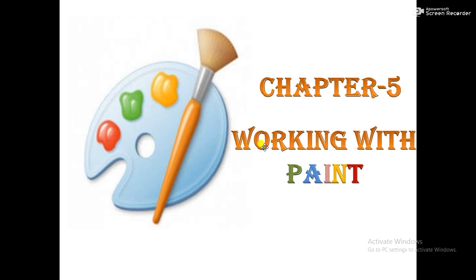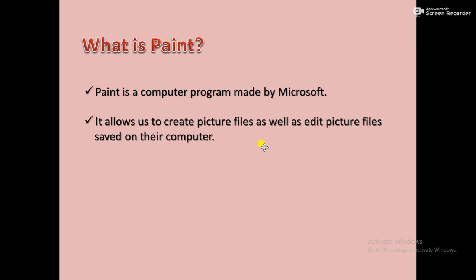Students, in our previous class we learned about MS Paint. I think you are all aware of Paint. Microsoft Paint, also called MS Paint or simply Paint. So, what is Paint? Paint is a computer program made by Microsoft. It allows us to create picture files as well as edit picture files saved on your computer.